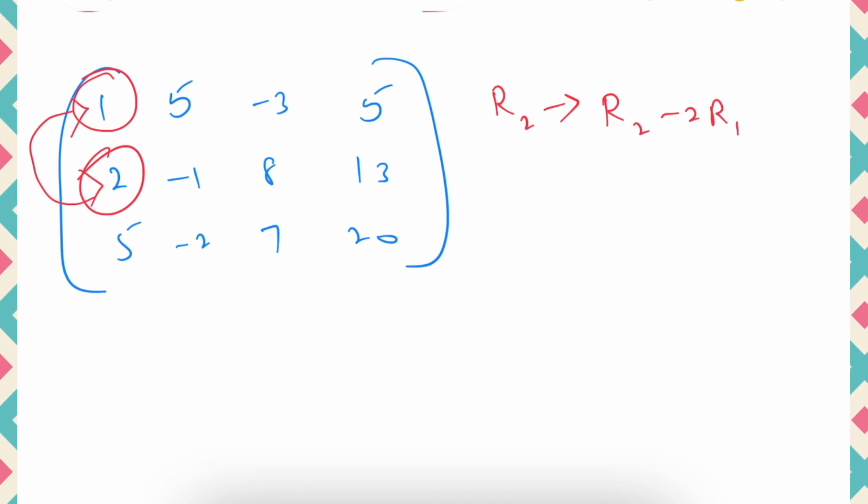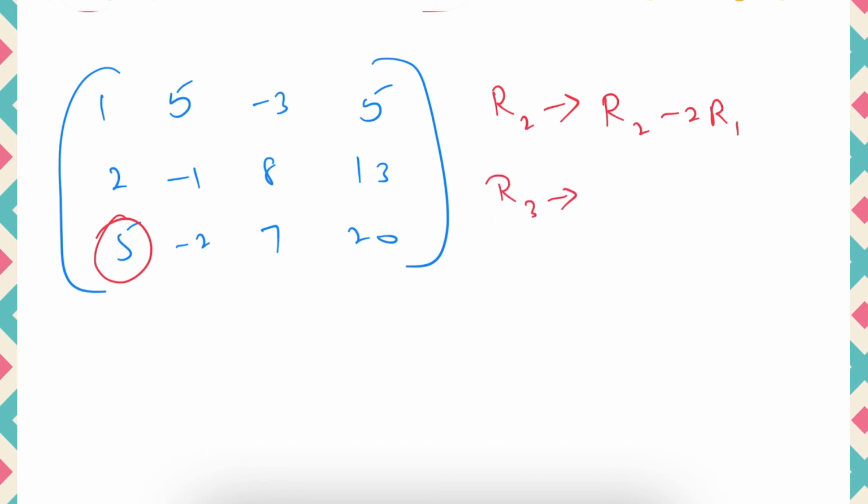Next, the same way I will change row 3 also, because here also I want 0 only, right? So R3 I will write as row 3 minus 5 times R1, because 5 times 1 is 5, and 5 minus 5 will become 0. Okay, now first row as it is: 1, 5, minus 3, and 5. Now second row, R2 minus 2R1. So as not to have any confusion, I will do it separately here.